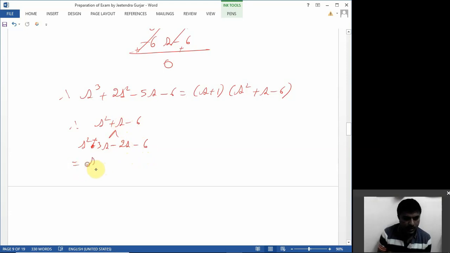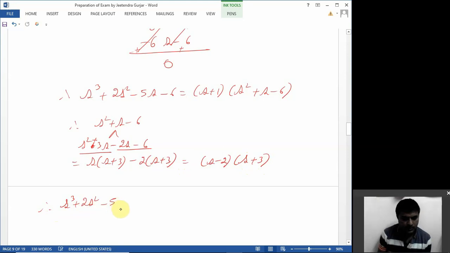So this is equal to, I will take s common from the first two terms, so s plus 3, and minus 2 common from the rest, again s plus 3. So that is equal to s minus 2 times s plus 3. So these are the roots. Therefore s cube plus 2s square minus 5s minus 6 is equal to s plus 1, which was already there, times s minus 2 times s plus 3.